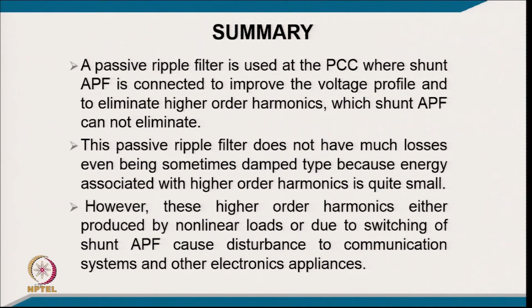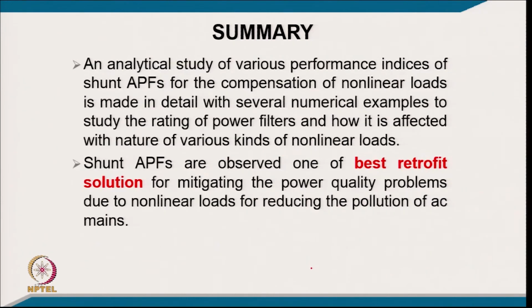And a passive ripple filter is used at the point of common coupling, where the shunt active filter is connected, to improve the voltage profile and to eliminate the higher order harmonics which the shunt active power filter cannot eliminate. And this small passive ripple filter does not have much losses, even when sometimes damped type, because the energy associated with the higher order harmonics is quite small. However, these higher order harmonics, either produced by the nonlinear load or due to switching of the shunt active power filter, cause disturbance to communication systems and other electronic appliances.